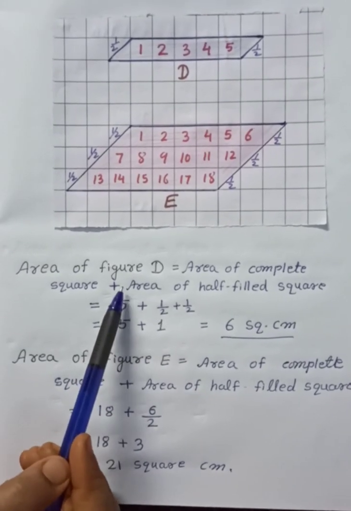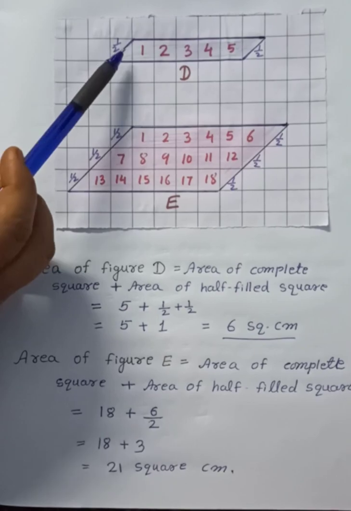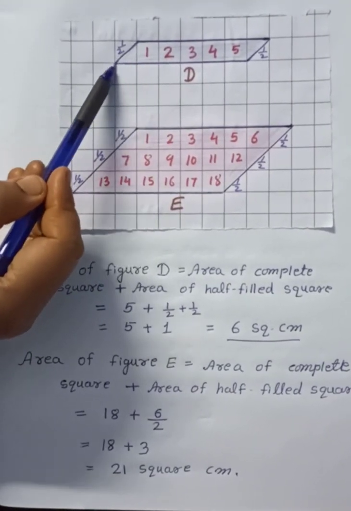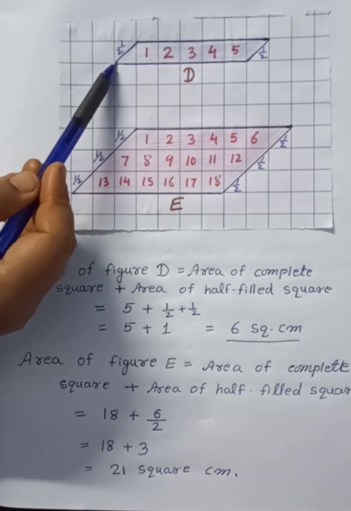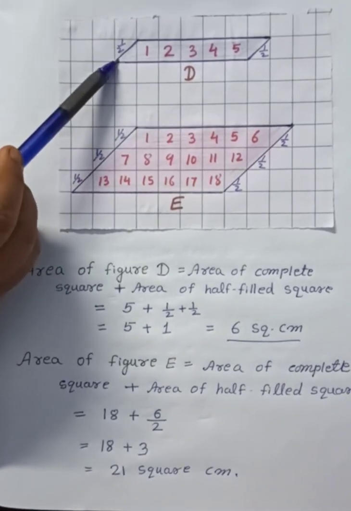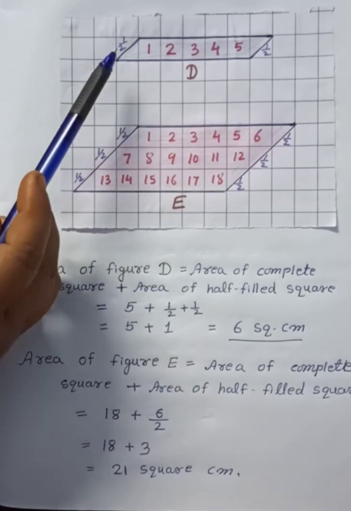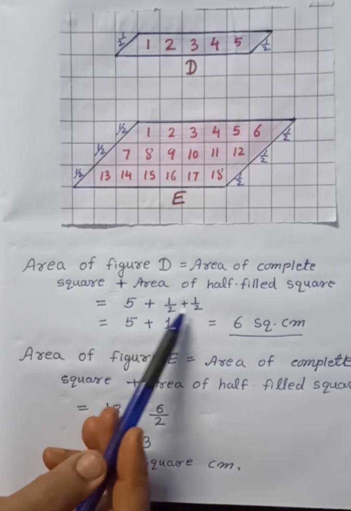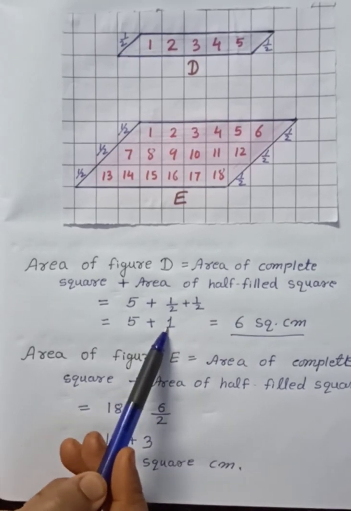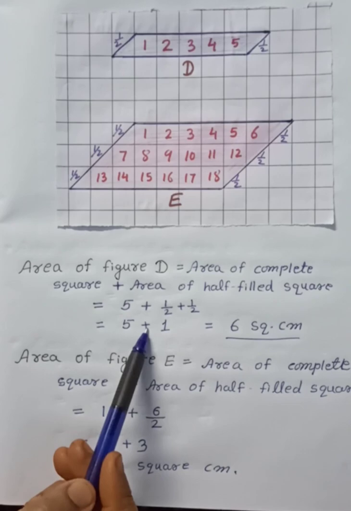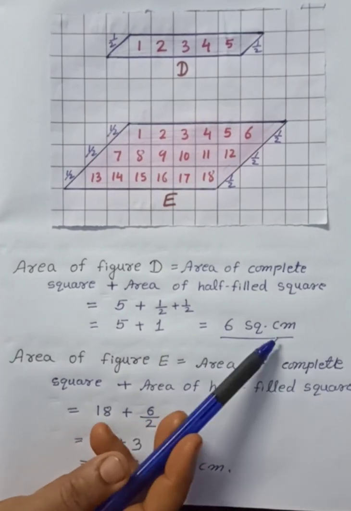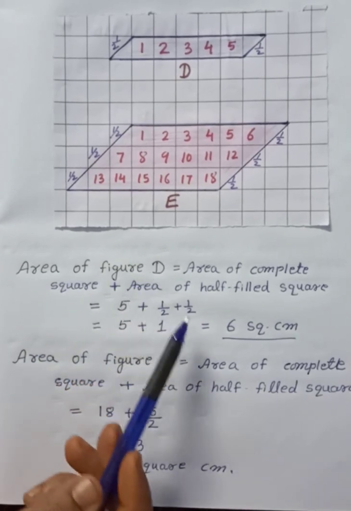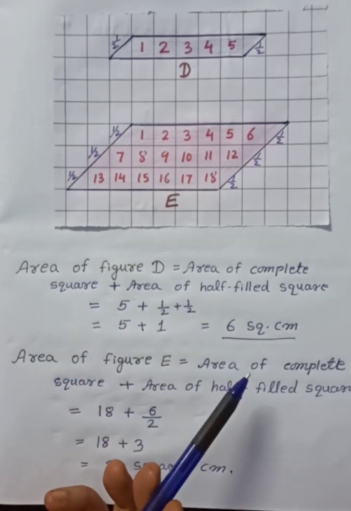Then we have to add area of half filled square. Children, if you see very carefully, this one square is divided into exactly 2 parts. So here is half part and here is half part. So half plus half makes 1. That's why I have written half plus half makes 1. So total area 5 plus 1 is equal to 6 square centimeter. So we can say area of figure D is equal to 6 square centimeter. Right?